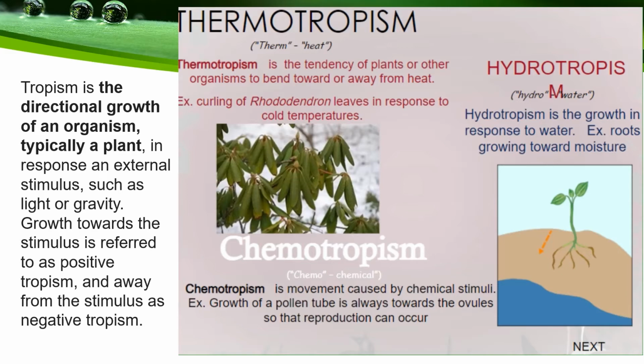Another example ng tropism ay yung chemotropism. Ito naman is movement caused by chemical stimuli. So, for example, yung growth daw of pollen tube is always towards the ovule so that reproduction can occur.